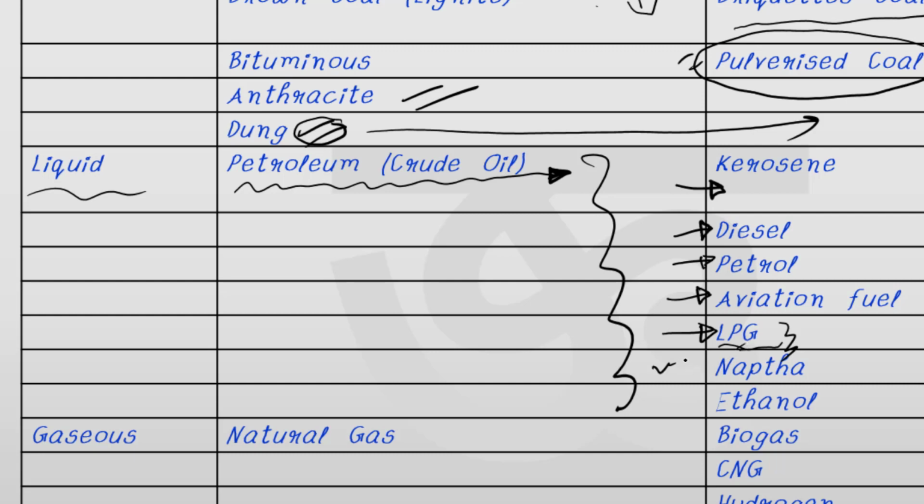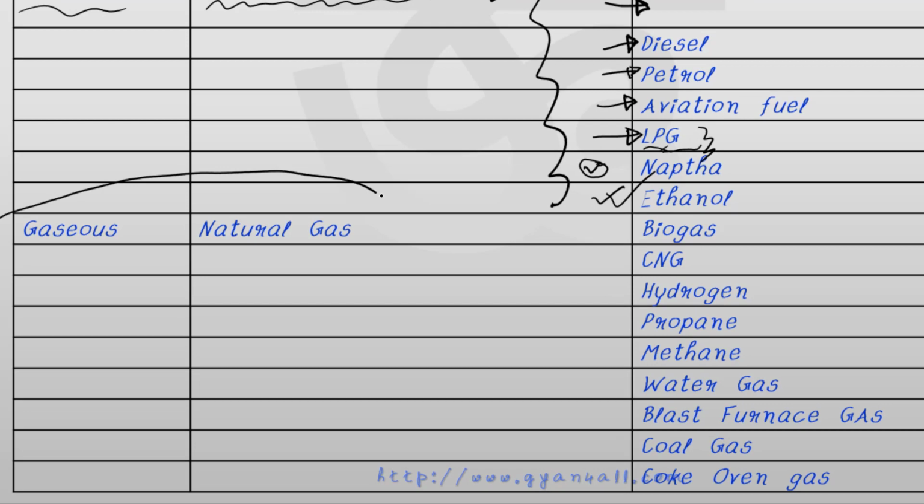Then naphtha. Naphtha is another very volatile fuel. If it comes into the atmosphere, it will immediately vaporize. So ethanol is another liquid fuel. Now come to the gaseous fuels, which are basically the natural gases. Say biogas is a gaseous fuel. CNG, compressed natural gas.